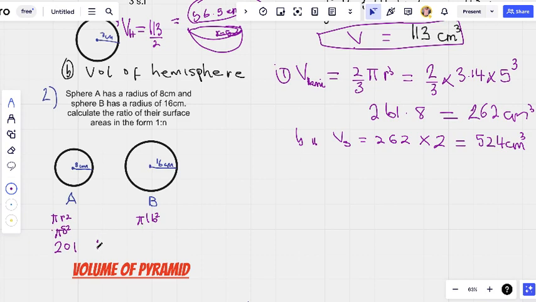Remember, we put a ratio. So what do we get? 804. Here we get approximately 804. So to get a ratio of 1 to n, meaning you use the smaller one to divide both sides.